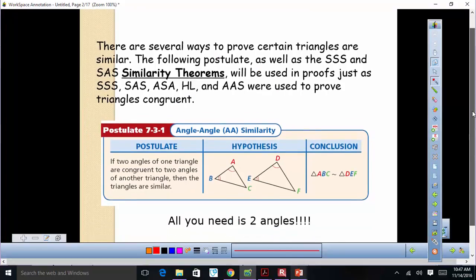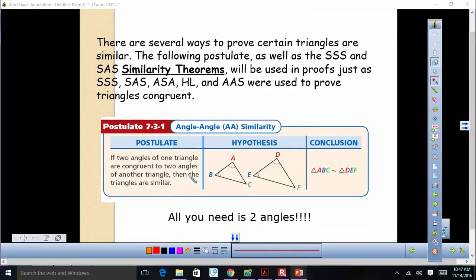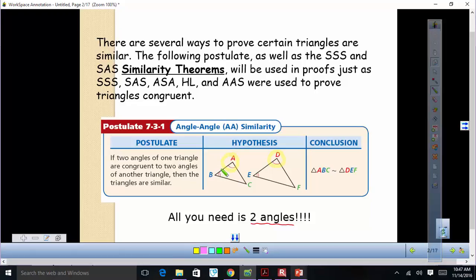So the first one that I want to talk about is angle, angle, and so that's the first slide on your sheet. Now for angle, angle, all you need is that 2 angles are congruent. So here we see that A is congruent to what angle? D, okay? And B is congruent to E, okay? So let's think about that. If A and D are congruent and B and E are congruent, if I add A plus B and subtract from 180 to get C, would the answer not be the same thing for C and for F?